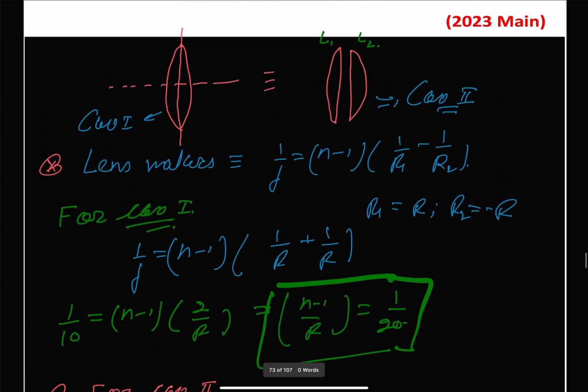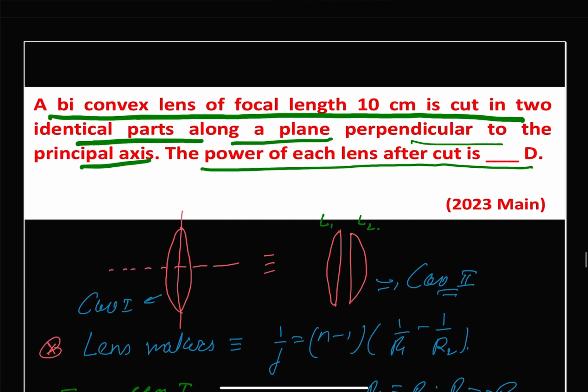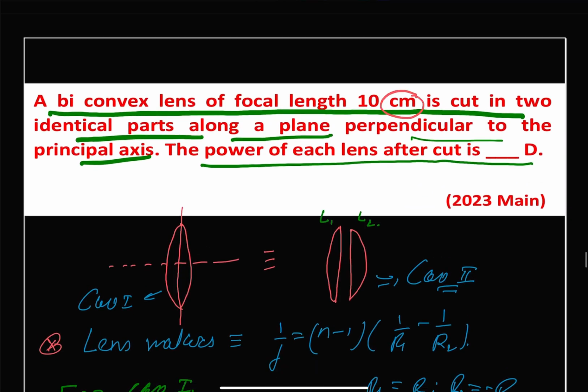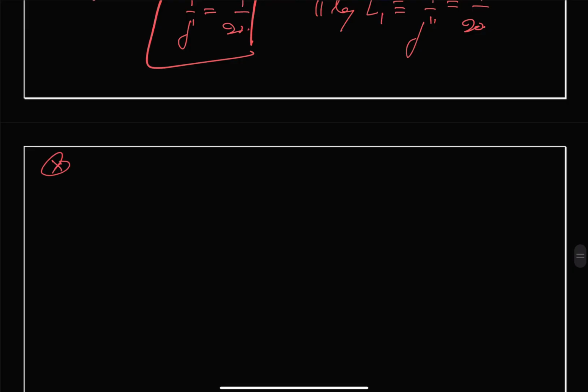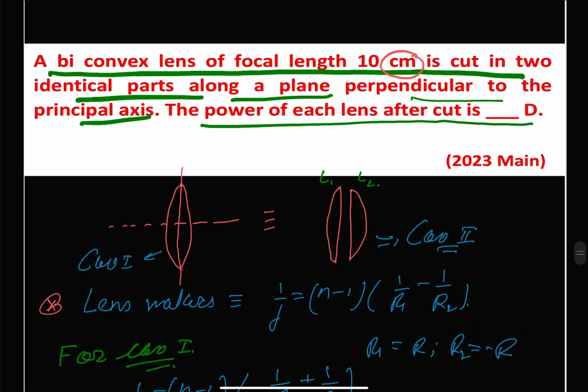Okay, so we are given this in centimeters, that's the problem, and for power we need it to be in meters. So power in diopters will be equal to 1 upon f, and this focal length should be in meters. So we get this as 1 upon 0.2, and now it will be coming as 5 diopters. This is our 5 diopters.